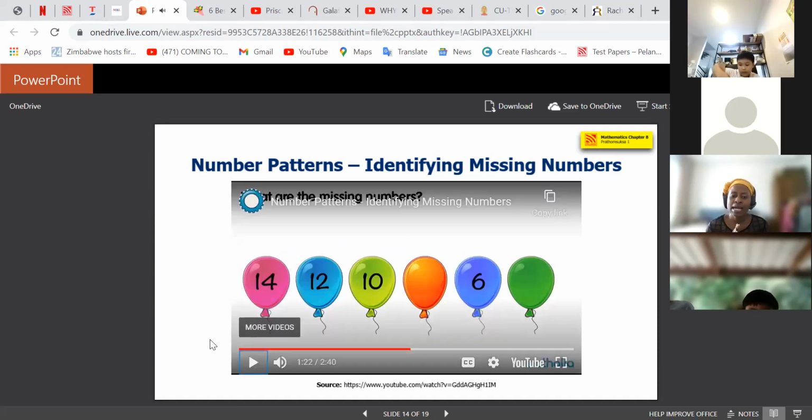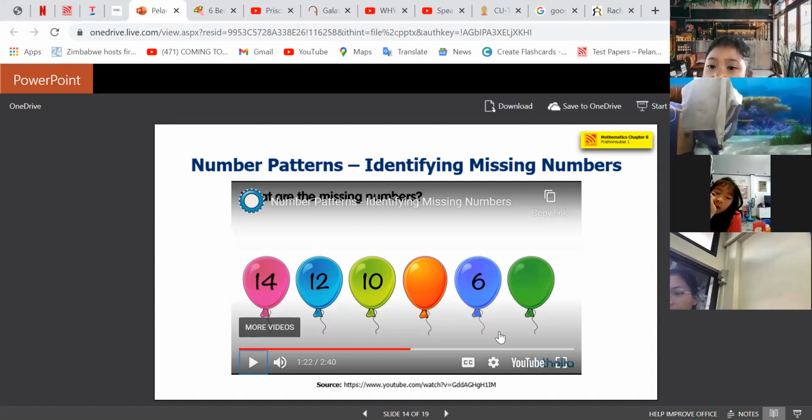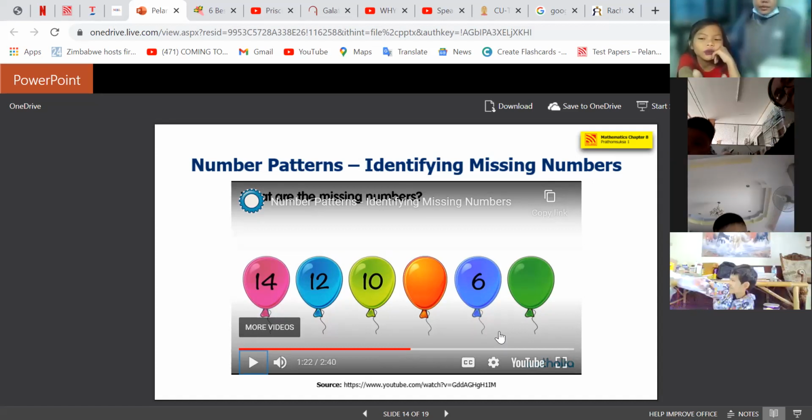What are the missing numbers here? We have 14, 12, 10, dash, 6, dash, 4. 8 and 4. 8 and 4. Thank you. Everyone, are we understanding? Are we all there? Are we all following up?